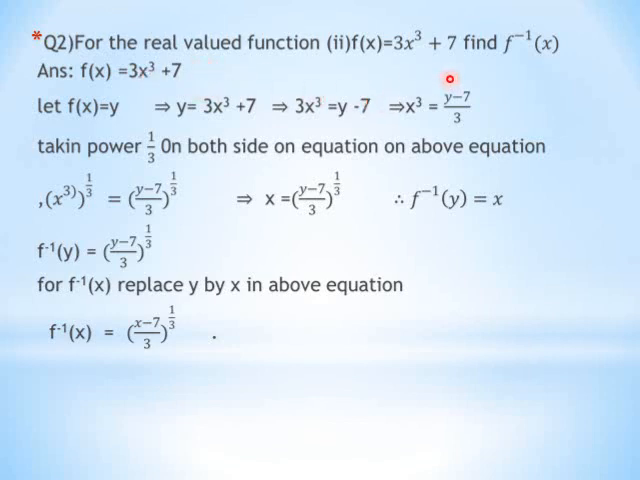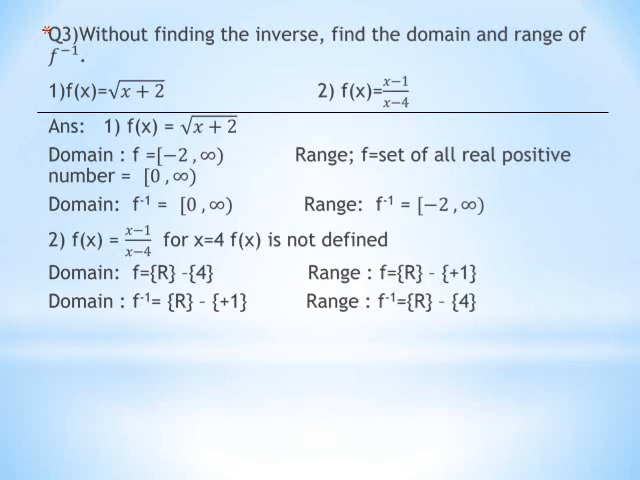This is part 2. Another, f of x is equal to 3x cube plus 7, find f inverse x, and all the things that you have learned from part 1, please do it yourself. Okay, so this is f of x, again f of x. So you can just make x the subject, and then replace to get f inverse x. So this is the thing. Now question number 3, without finding the inverse, find the domain and range of f of x.